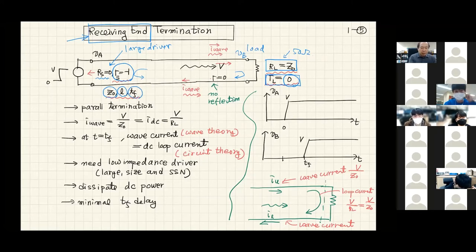Because the source impedance is zero, the full voltage is generated at the source at time T1. The full voltage will propagate along the transmission line. And at the receiver, it will feel this voltage transition after time delay TF, and the full voltage will be induced at the receiver. So we're going to have time delay TF.